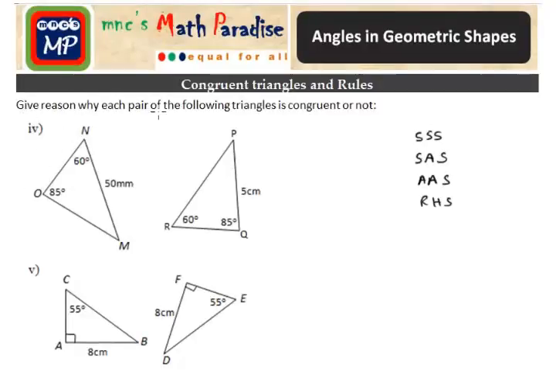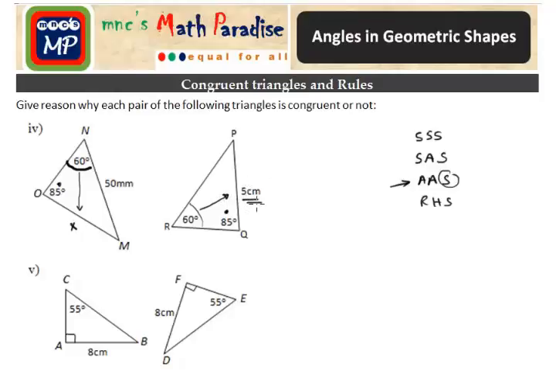Let us do two more examples to check whether a given pair of triangles is congruent or not. So in this example, triangles MON and PQR, one angle is 60 degrees, another angle is 60 degrees. So these two angles are equal. Angle 85 degrees and 85 degrees. So two angles are equal. So now we can go for this rule, two angles and the corresponding side, which means the side opposite one of the equal angles. So here the 60 degree angle's opposite side is not given, and here the 60 degree angle's opposite side is 5 cm.